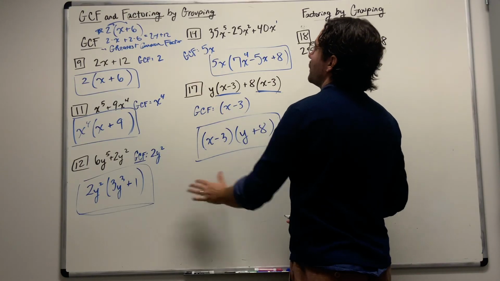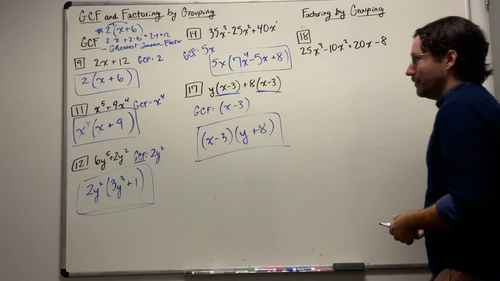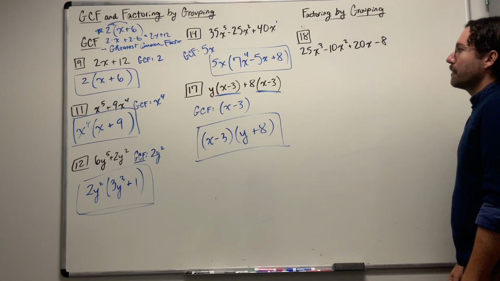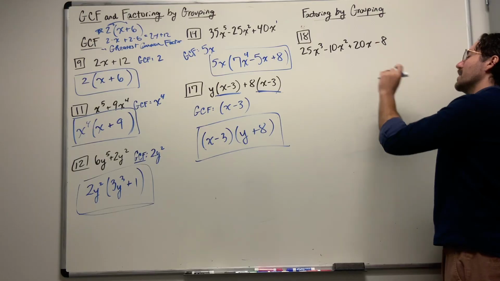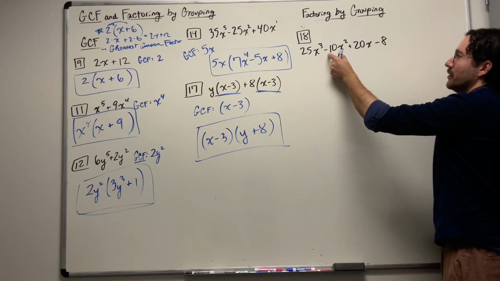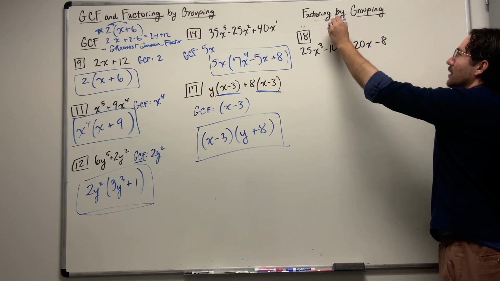So all of this so far has been greatest common factor factoring, pulling some common factor out in front. Our next type of factoring is factoring by grouping, and this works when we have 4 terms. Notice there's 4 terms here.